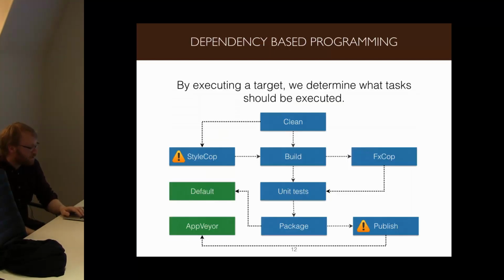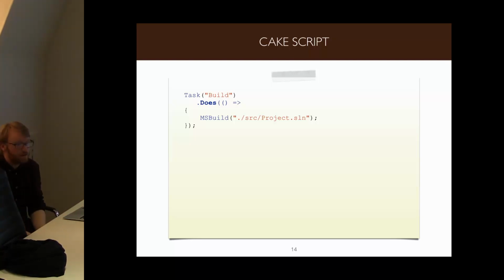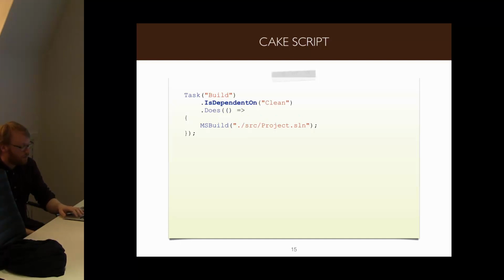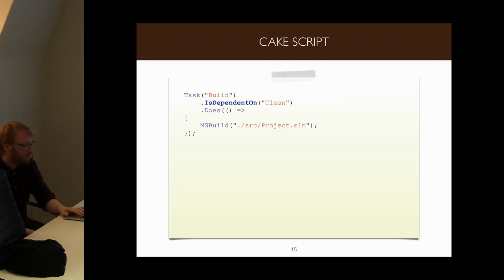Remember these tasks? We can define one by using the task keyword, assign it a name, and tell it what it does. So you just provide a lambda, and in this case we call the MSBuild tool alias that takes the project solution and just builds it. If we go back, you saw that build was dependent on clean. So we say that this task is dependent on the clean task.